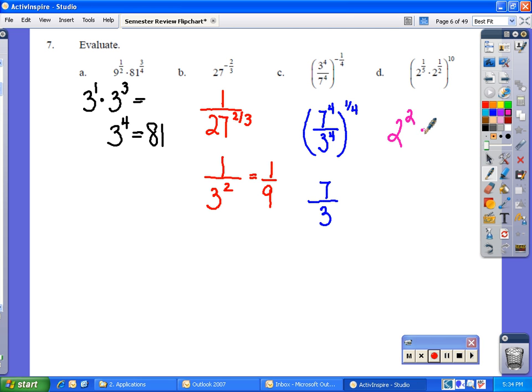And then 2 to the 1/2 of 10, or 1/2 times 10, is 2 to the 5th. This gives us 2 to the 7th. 2 to the 7th is 128. This concludes number 7.